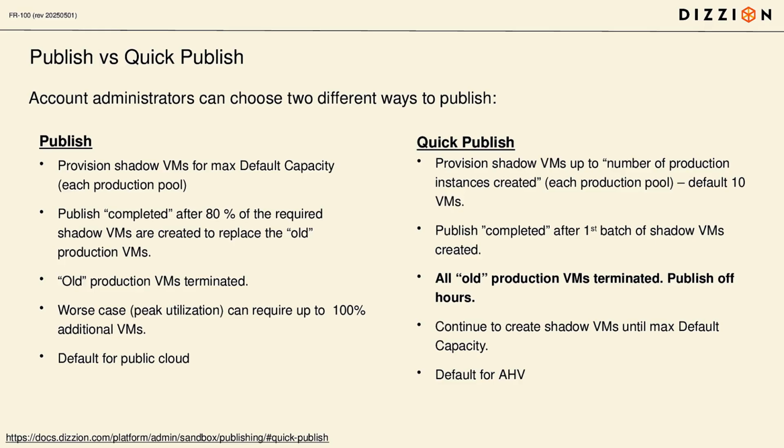There are two types of publish operations that you need to be aware of: regular and quick publish. By default, Nutanix AHV infrastructure will use quick publish, and public cloud providers will use regular publish. So what makes these different?